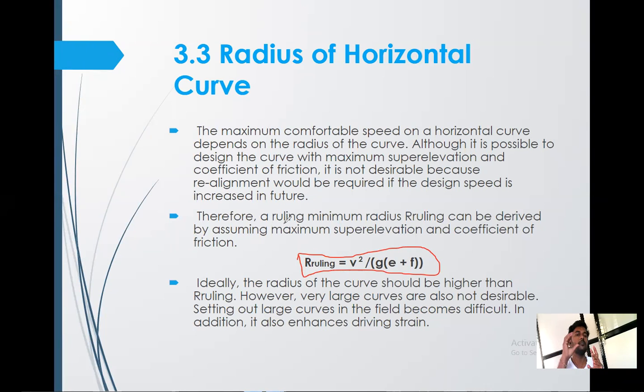Only remember the main formula. After that, we designed R is equal to V square upon G into bracket E plus F. These are all derived from the main formula E plus F is equal to V square upon GR. Only remember that formula. Don't remember the other formulas.